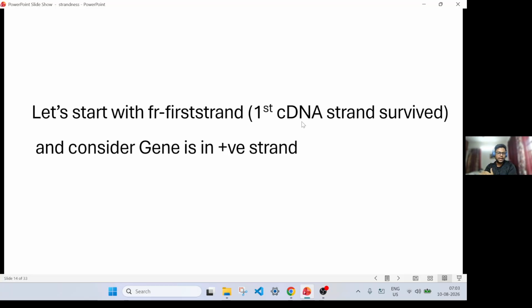We have deleted the second strand, and again we'll go with, let's say, the gene in the positive strand. So what will happen? If the gene is on the positive strand, from the gene we'll get mRNA, and the mRNA we convert into cDNA. We deleted the second DNA strand, and now we take the first cDNA and do the sequencing. We get R1 and R2. We take this R1 R2, we'll match it, and we will see how it looks.